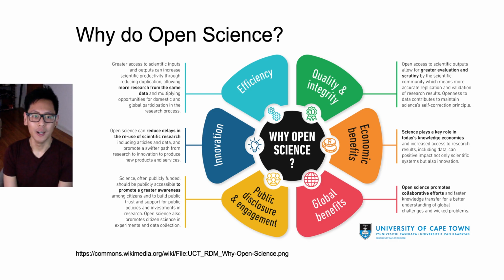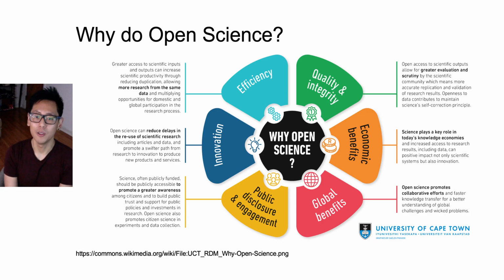Other reasons include innovation, reducing delays in the reuse of scientific research. I want to point out that given the global COVID-19 pandemic, open science principles have allowed researchers to communicate and develop a vaccine faster than any vaccine has been developed in the history of the world. So it allows quicker and efficient innovation towards scientific progress. On the right-hand side, it provides economic benefits.